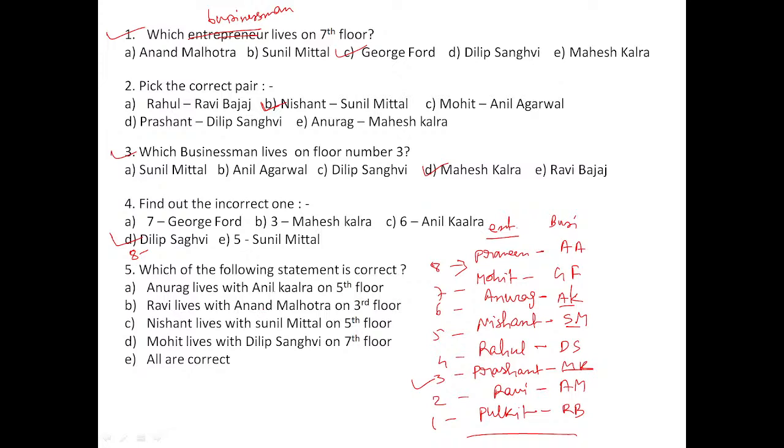Anurag lives with Anil Kalra on 5th floor. No, this is on 6th floor. So this is wrong. Ravi lives with Anand Malhotra on 5th floor, on 2nd floor. This is again wrong. Moving to 3rd option. Nishant lives with Sunil Mittal on 5th floor. Yeah, this is correct. Mohit lives with Dilip Sanghvi on 7th floor. This is wrong. And all are correct? No, this is not. So option C is the correct option here. Right? Okay.